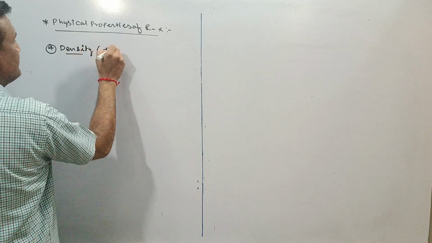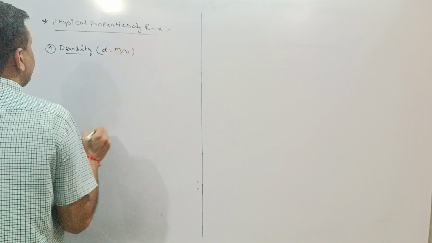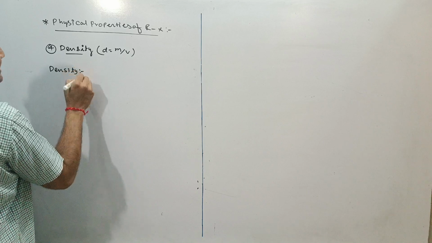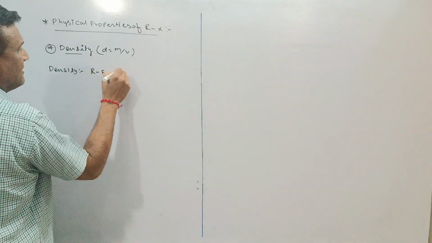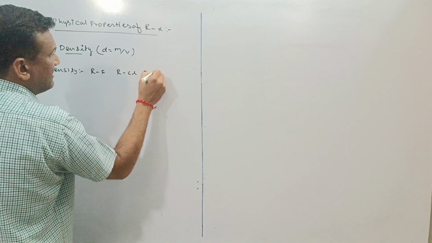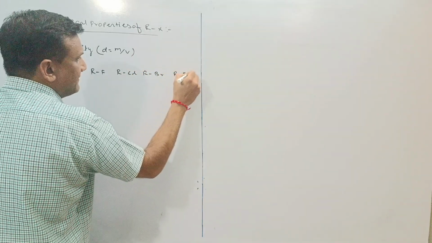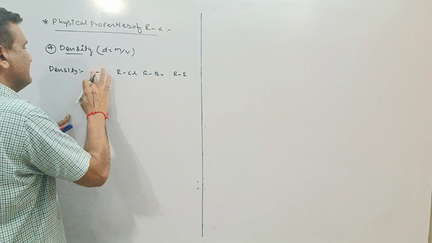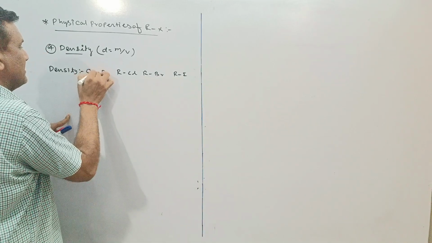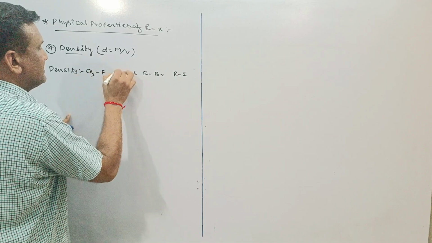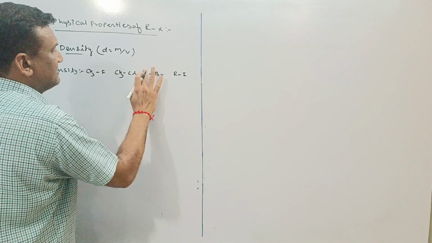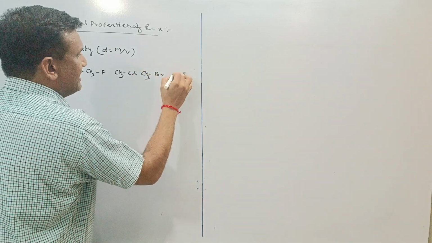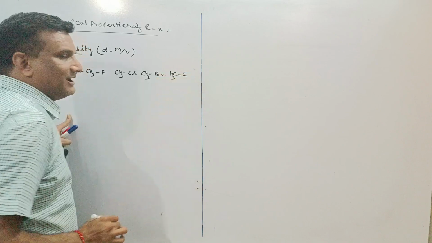Density D is equal to M upon V. If we go with the density, then here is RF, RCl, RBr, and this is the RI. You can take the CH3 also. If you want to go with the particular example, then you can take CH3Cl, CH3Br and CH3I. You can take either alkyl group or iodide.